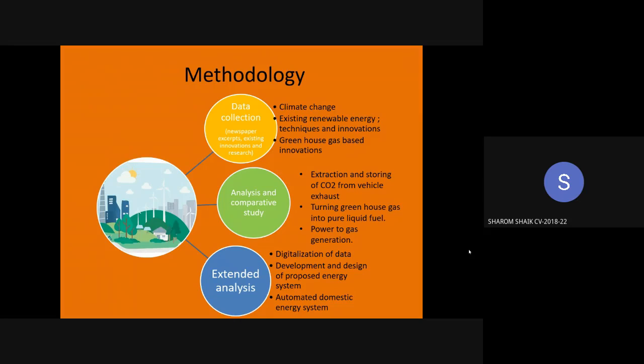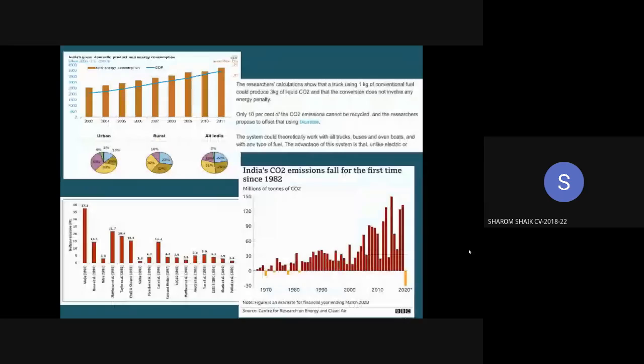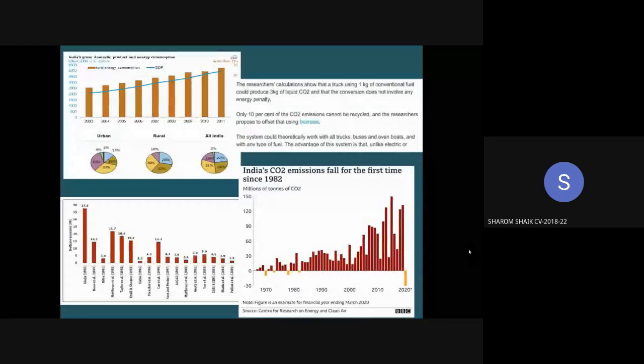These graphs and charts are from the various analyses done specific to India, which basically represent carbon dioxide emissions. As you can see in the fourth graph on your bottom right, it shows how carbon dioxide emissions for the first time since 1982 have dropped in 2020, this year, the year of the pandemic. So you can visualize how us staying inside and being quarantined at home has actually benefited the environment by reducing CO2 emissions.